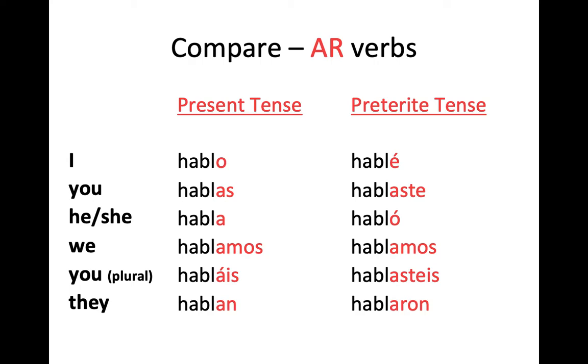So if you say hablamos, it can mean we speak, we are speaking in the present, but it can also mean we spoke in the past. So just something to watch out for. Usually from the context, it's quite obvious which tense the speaker wants to use.